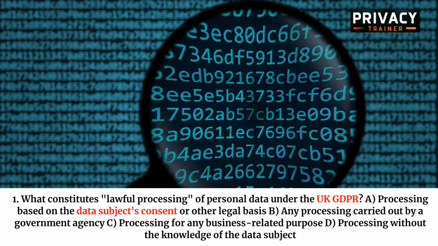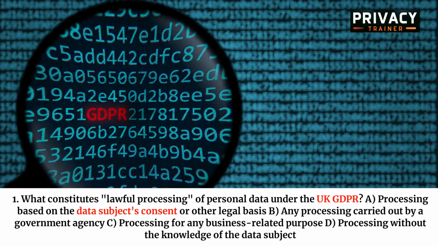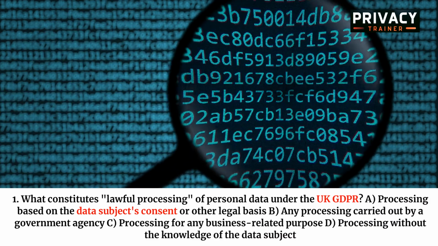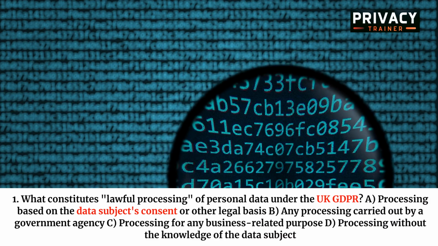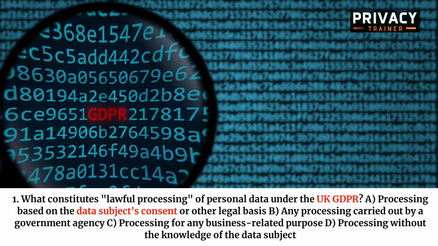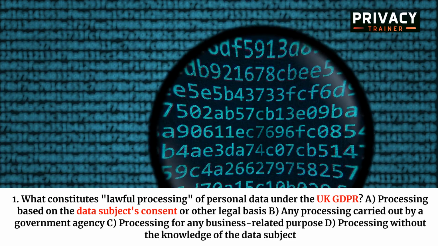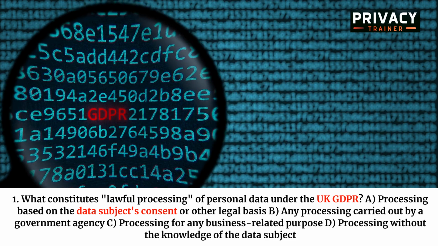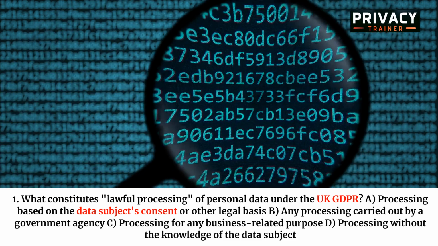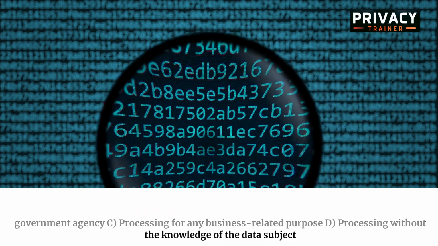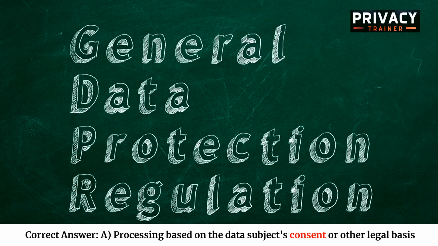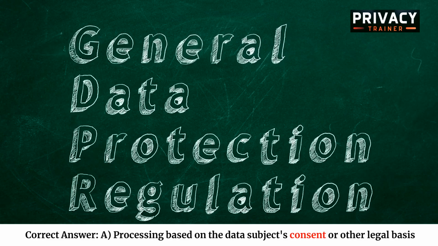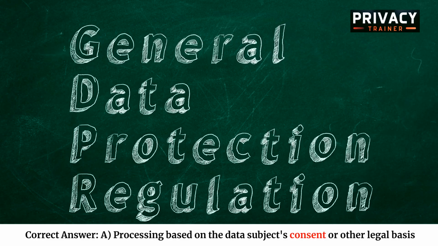1. What constitutes lawful processing of personal data under the UK GDPR? A. Processing based on the data subject's consent or other legal basis. B. Any processing carried out by a government agency. C. Processing for any business-related purpose. D. Processing without the knowledge of the data subject. Correct answer. A. Processing based on the data subject's consent or other legal basis.